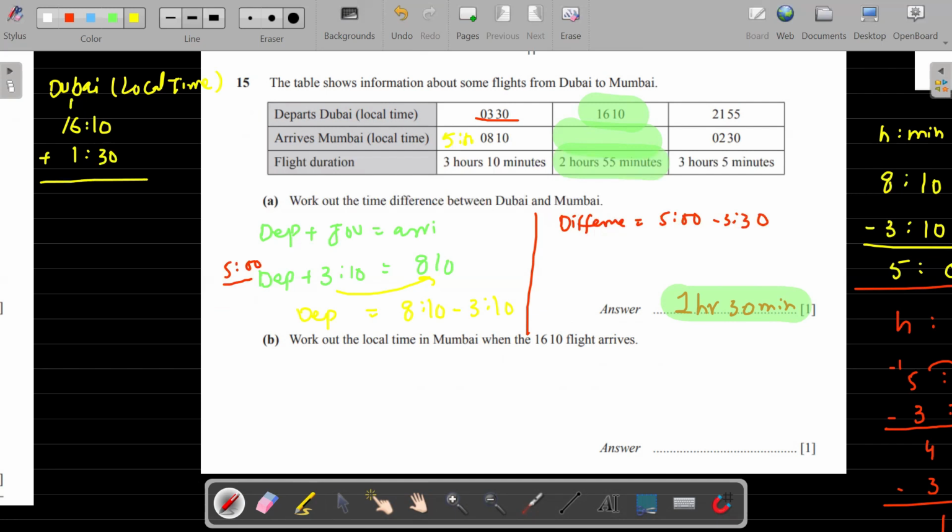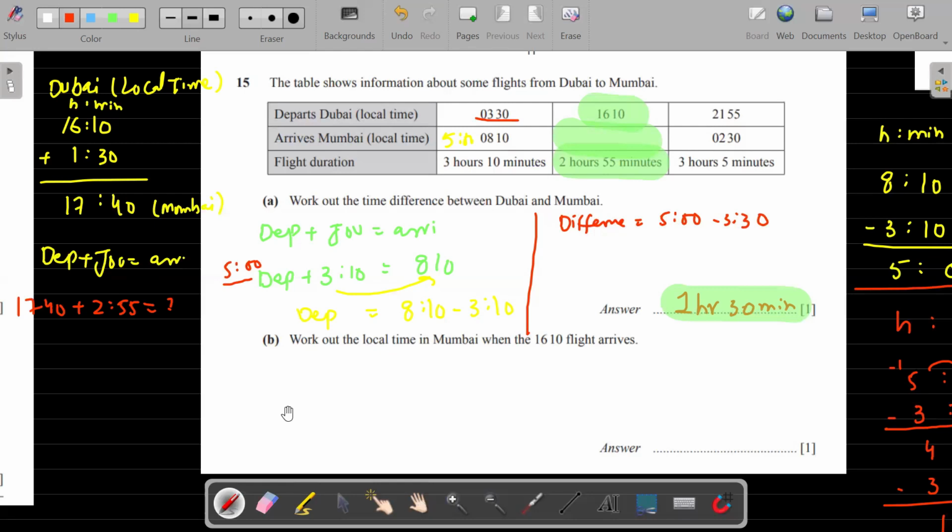This is hours, this is minutes. It is 17:40. That is the time for Mumbai. Now we know our departure time is this according to Mumbai, so I can calculate my arrival time. Departure plus journey is equal to arrival time. So departure is at 17:40 plus the journey, and I can calculate my arrival time.